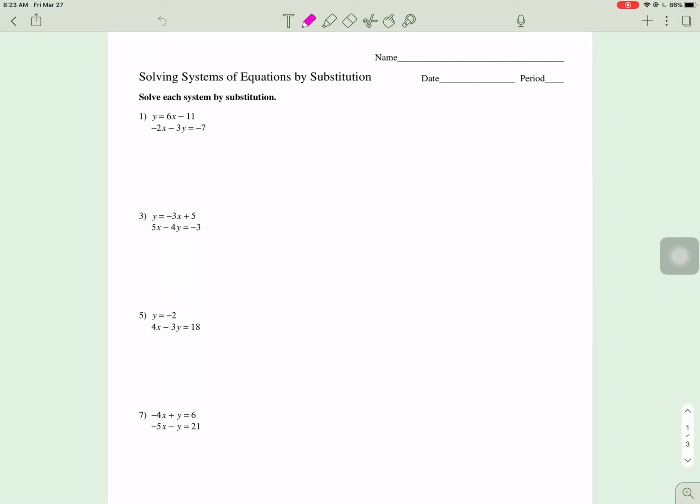Hey guys, so last lesson we did solving systems of equations graphically, and you could graph both functions and see where they intersect, and that would be your point of intersection, which would be your solution for both. Now we're going to learn how to do it algebraically. When you do it algebraically, there are two different ways.